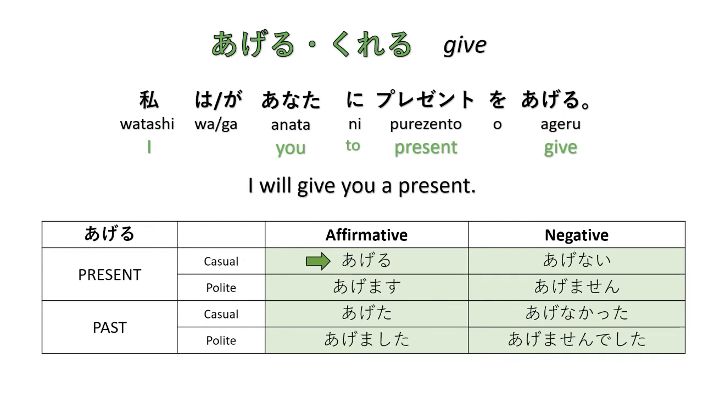And ageru is conjugated as a ru verb. So ageru, agemasu, ageta, agemashita, agenai, agemasen, agenakatta, agemasen deshita.